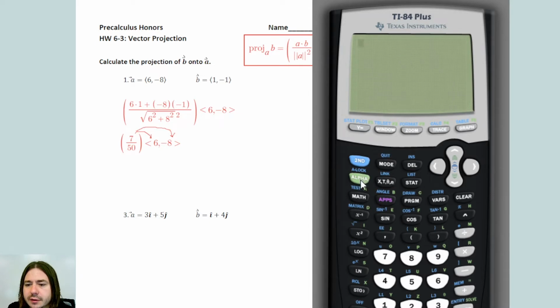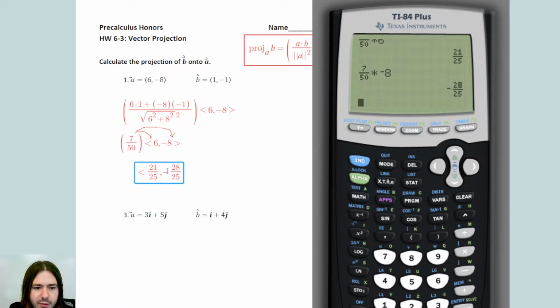So we've got 7/50ths times 6. Okay, so that's 21 over 25. And then, so a little bit less than 1. You know, we said it was going to be kind of a small vector here. And then we've got 7/50ths times negative 8. Which gives us negative 28 over 25. And so that would be the projection vector right there.